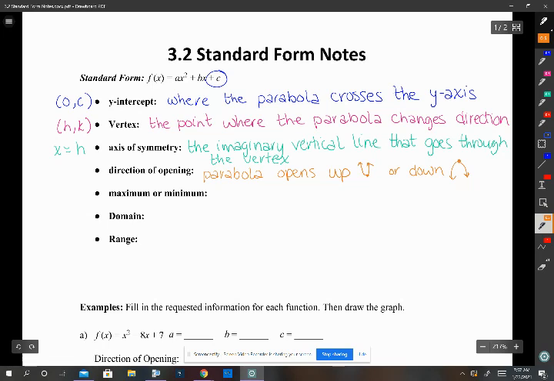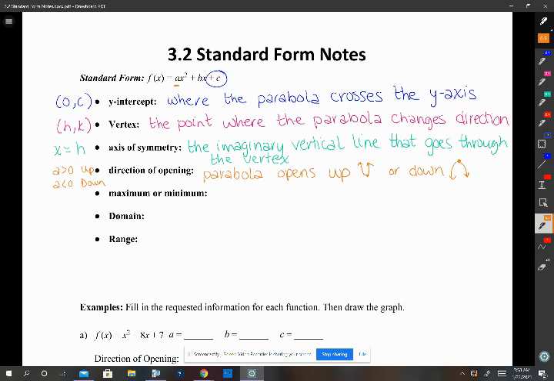All right, and remember the way we determine that is the a value. So if a is greater than 0, it goes up. If a is less than 0, it goes down. And a, remember, is the first number in our standard form, so the value right in front.